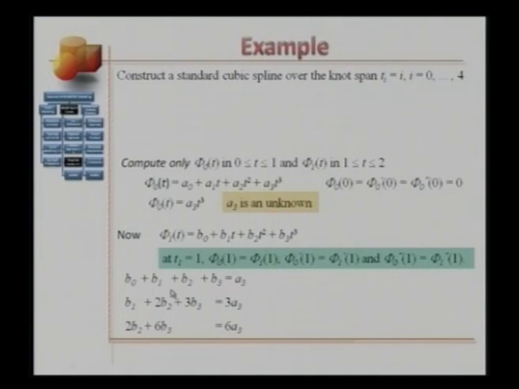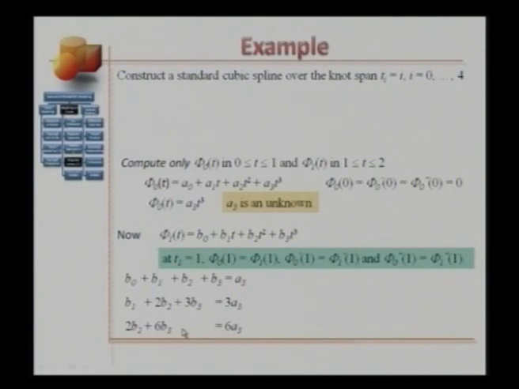b0 plus b1 plus b2 plus b3 equals a3, b1 plus 2 times b2 plus 3 times b3 equals 3 times a3, 2b2 plus 6b3 equals 6a3. So far the story is that a3 is not known to us, b0, b1, b2 and b3 are also not known to us, and then we have these 3 equations.